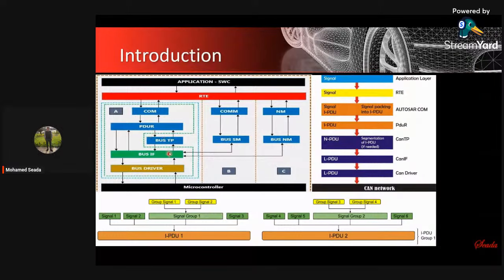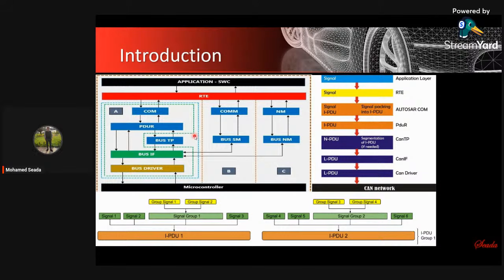From this stage, we could go to the PDU Router, or if it's just a single frame, we go directly from the bus interface, which is the CAN interface in our case, to the PDU Router. From the PDU Router, it's just routing, giving the messages to the COM. There is also some gatewaying, but I'm focusing here on the routing. From this routing, we reach the COM, and from the COM, we start our mechanism. This is just a small introduction.